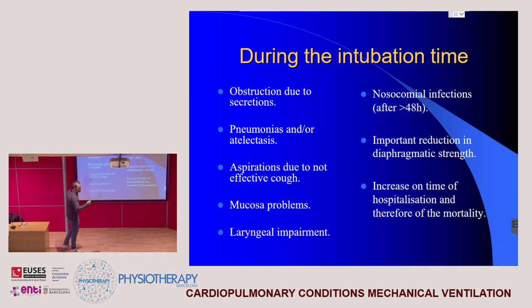Imagine that the secretions block or obstruct an airway, so there wouldn't be air that arrives to the backside of that obstruction. So in that space, the lungs will collapse. So it's atelectasis, you know that. Another thing is during the intubation, sometimes the tube could be in contact with the airway walls because it is something that we could not interfere with. And it could provoke some mucosa problems or also laryngeal problems.